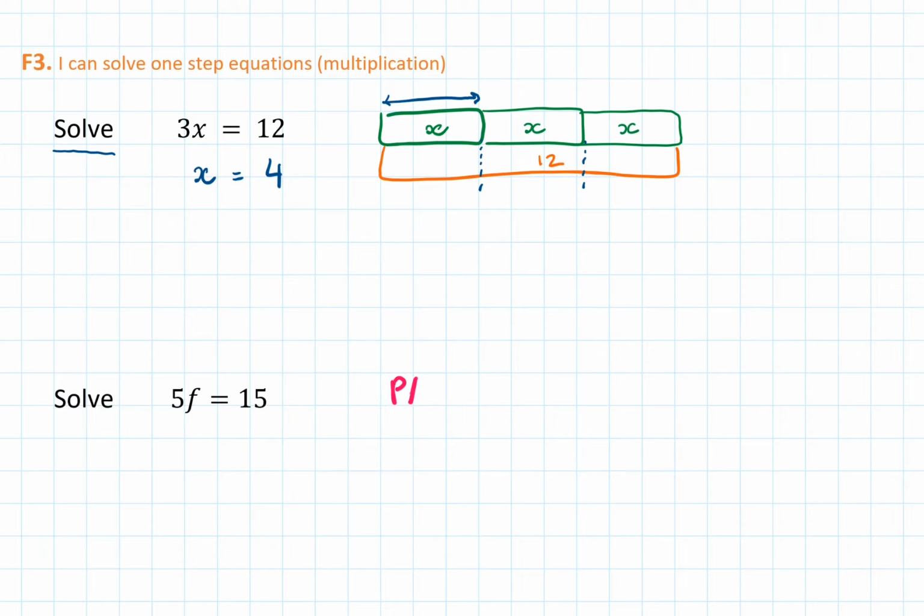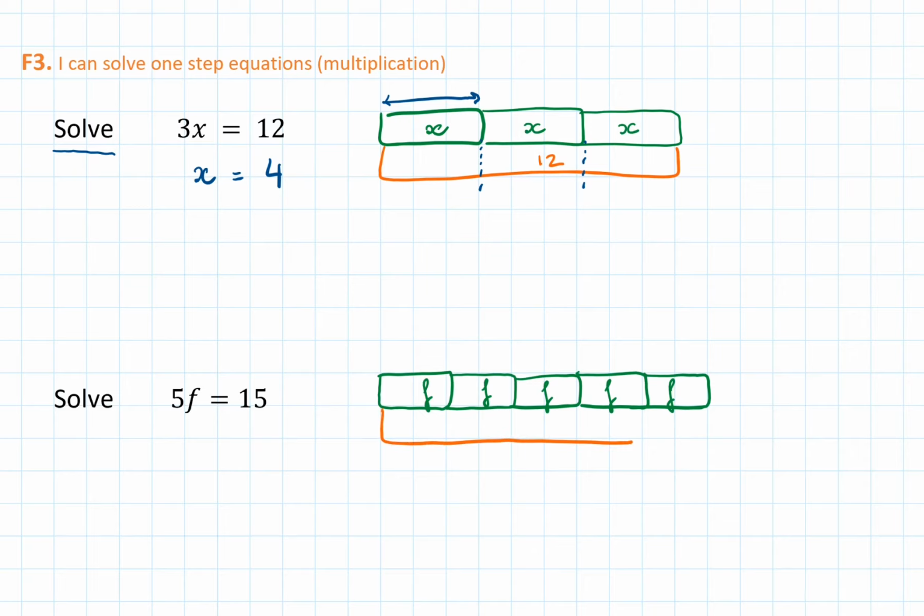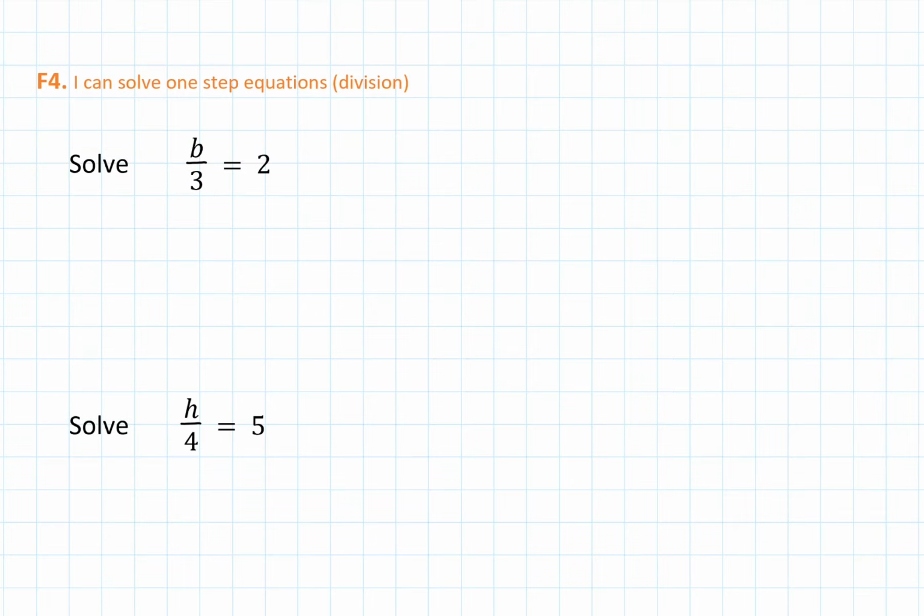Pause the video now and work on the second example. In the second example, we have 5 lots of f, and this will equal 15. We are trying to work out how much is 1f. We know that f goes into 15 5 times, so we can divide 15 into 5 equal parts, each of which will be 1f. So we can work out the value of f by saying 15 divided by 5 is f, therefore f is 3.